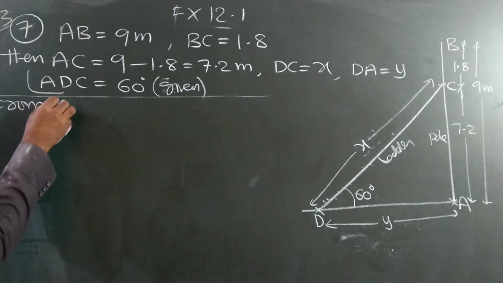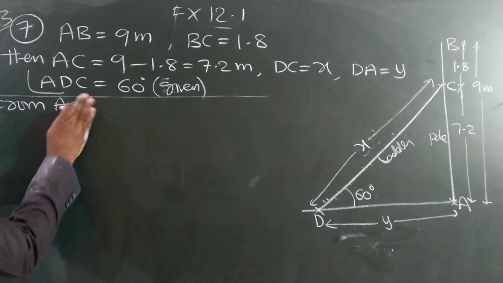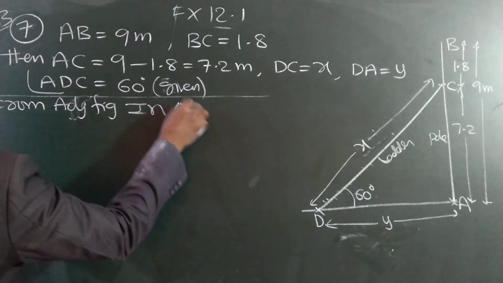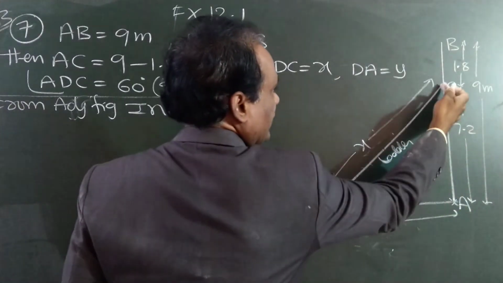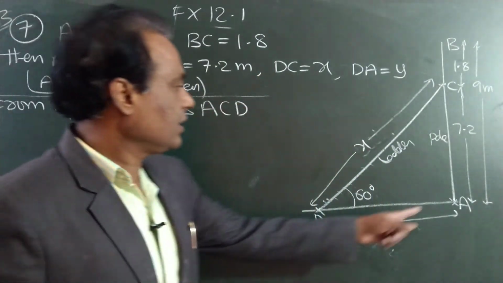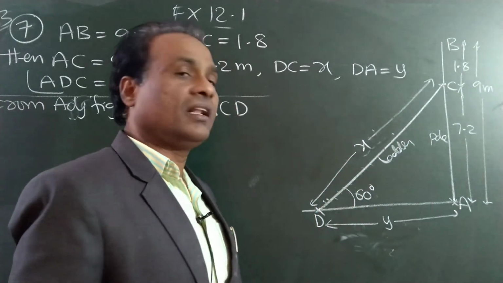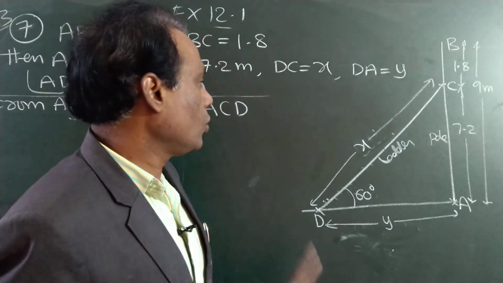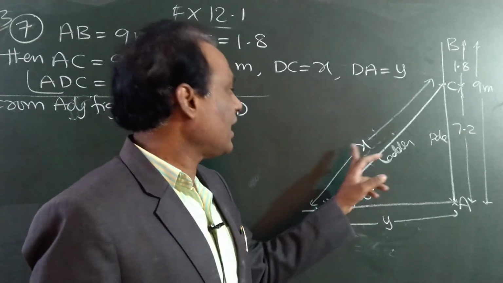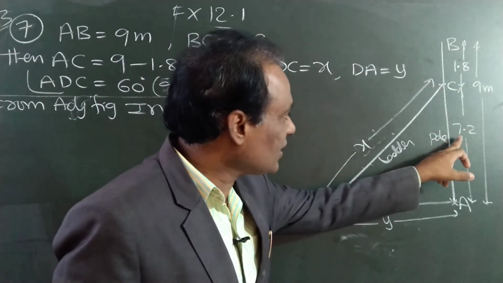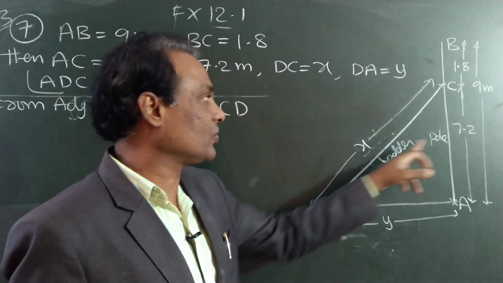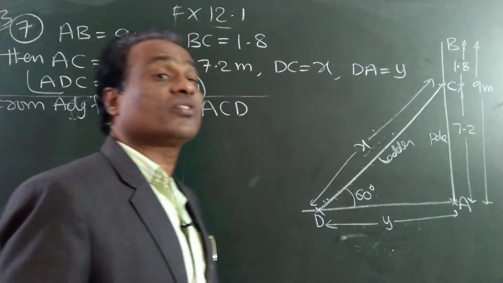Now see here. From the adjacent figure, in triangle ACD, you have to find the x value and also the y value. First I will find x. What is this side called? This is the opposite side, and this is the hypotenuse. With opposite and hypotenuse, I will use sine.